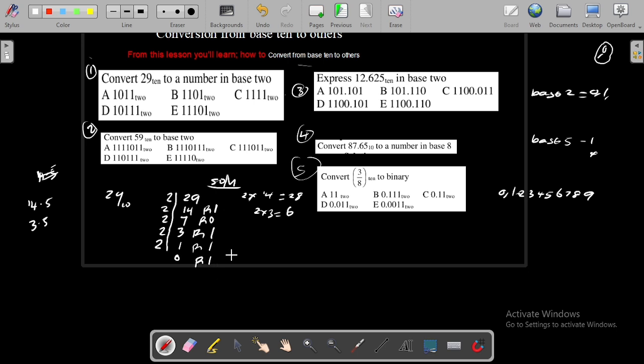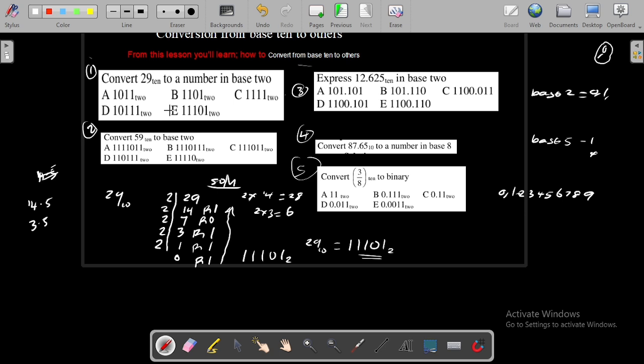Now if you want to write your answer, you write it from the bottom to the top. So the answer is equal to 1, the second one is 1, we have another 1, and we have 0, and we have 1. So converting 29 in base 10 to base 2 is equal to 11101 in base 2. That will be the answer in base 2. If we look at the options, can you find the option there? That is option E. So this is the answer to this question.